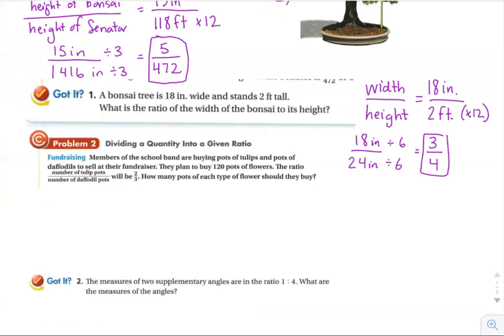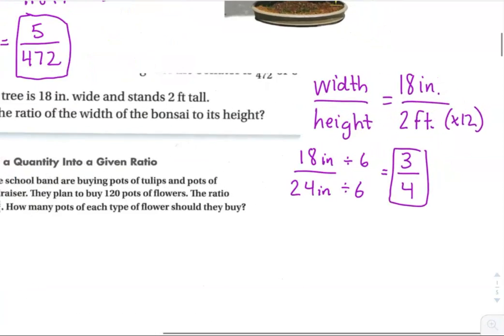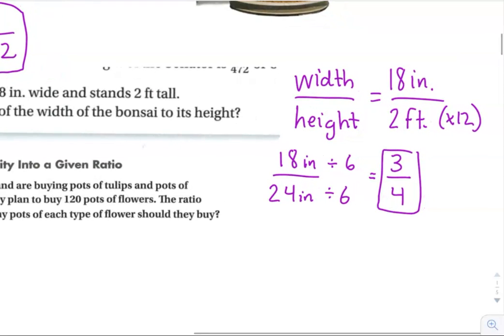All right, so just be careful in converting your units, guys. You're looking for your ratio of the width to the height. The width is in terms of inches, the height is in terms of feet. So you just want to convert one to the other. The easiest way is to convert your feet to inches. So multiply by 12, which gives you 24 inches. And then just simplify your ratio. You can divide both the top and bottom by 6. So your simplified version of your ratio in the same units is 3 to 4.